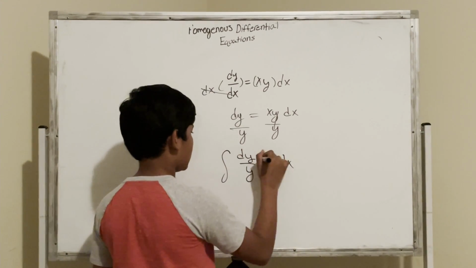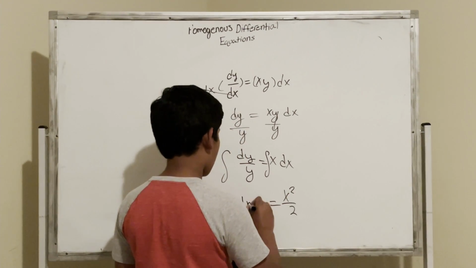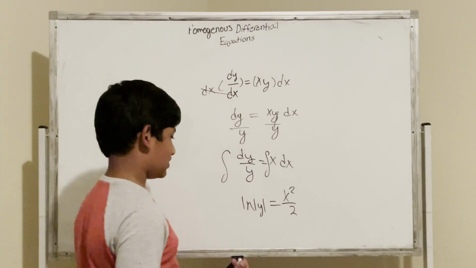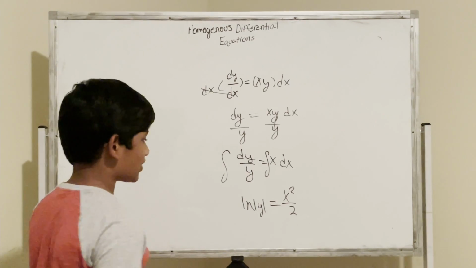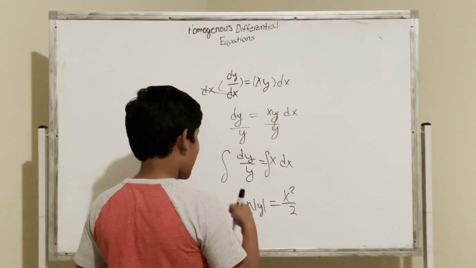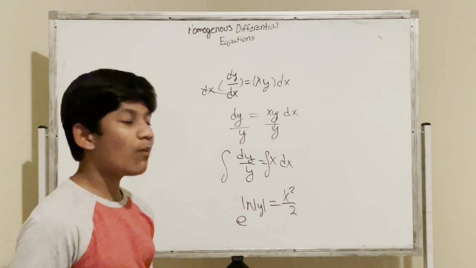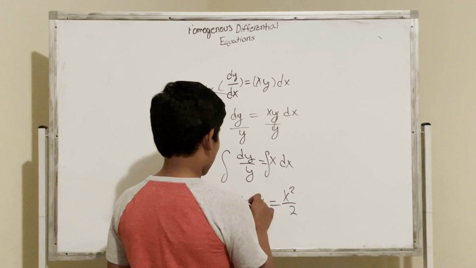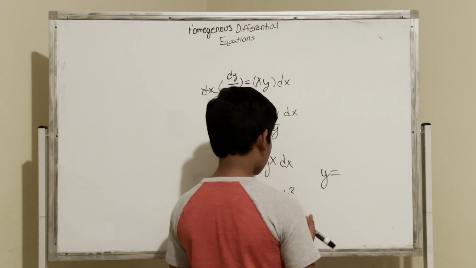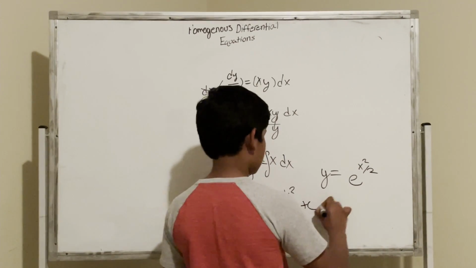Now integrate, we get the natural log of y is equal to x squared over 2. Now this is very simple. What do we do? Well, we take Euler's number, make it the base, and take the natural log of y and make it the power. Why? Well, the natural log and e cancel out, so we'll just get y. So we'll get y is equal to e raised to the power of x squared over 2. And remember to add the plus c.